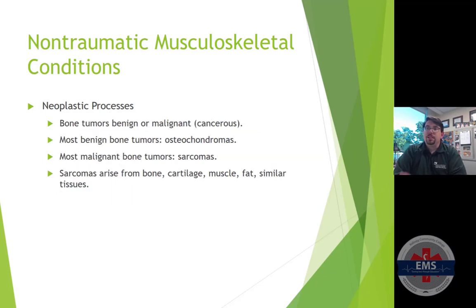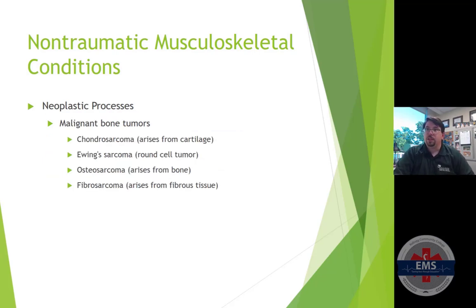Now, with neoplastic processes, the bone tumor is either benign or malignant, right? So it's either fine or it's cancerous. Most benign bone tumors are referred to as osteochondromas. Most malignant bone tumors are referred to as sarcomas. Sarcomas arise from the bone, cartilage, muscle, fat, or any other similar tissue for that matter.